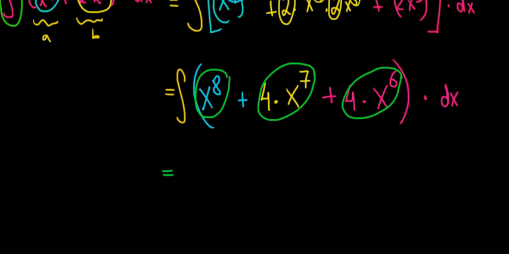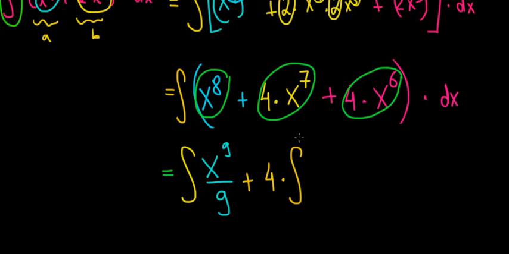We will have the following. We will have the integral of x to the power of 8. What is the integral of x to the power of 8? That's x to the power of 8 plus 1, which is 9, divided by 8 plus 1, which is also 9. Plus, we go to the next term, the integral of 4 times x to the power of 7. Well, we can keep the constant. That's going to be 4 multiplied with x to the power of 7 under the integral. That will be x to the power of 7 plus 1, x to the power of 8, divided by 7 plus 1, which is also 8.